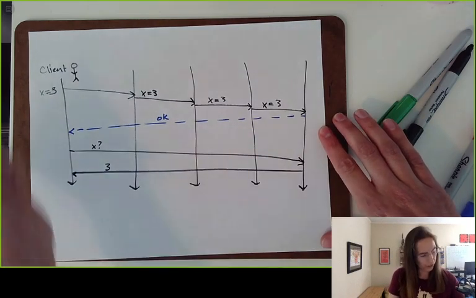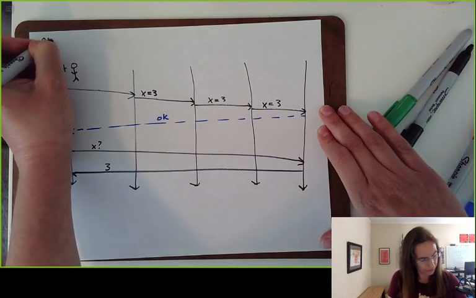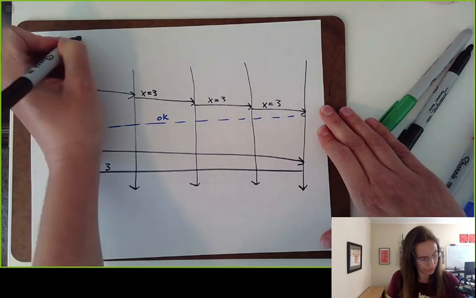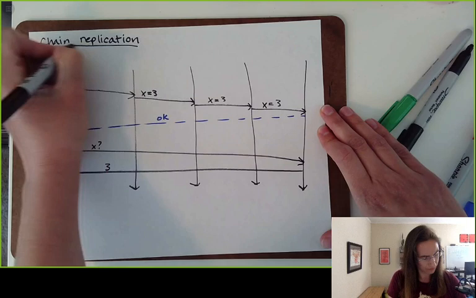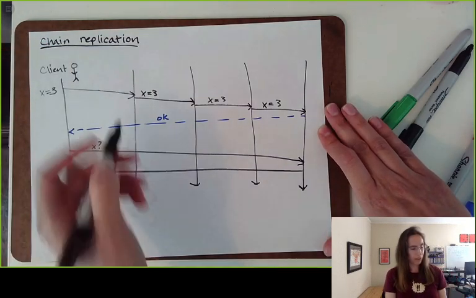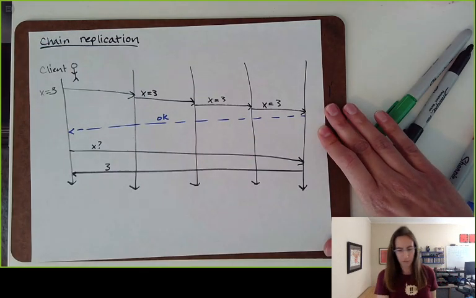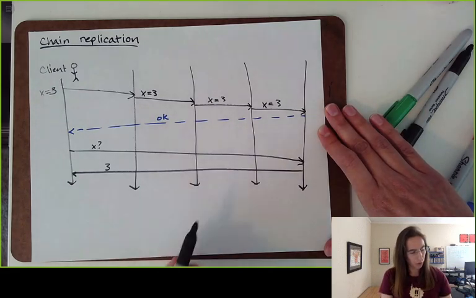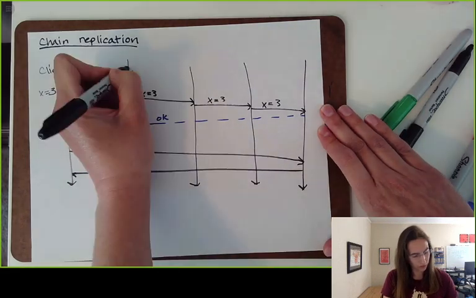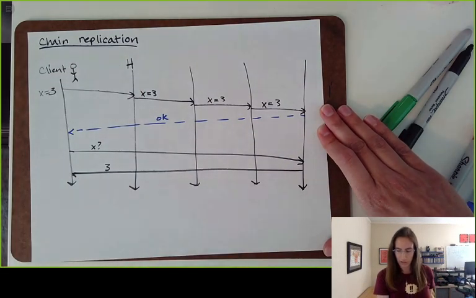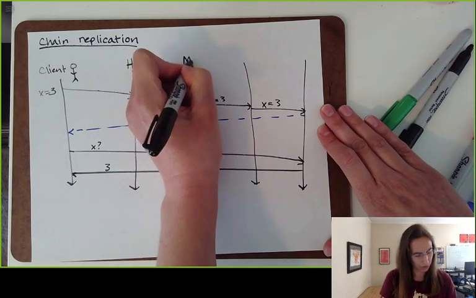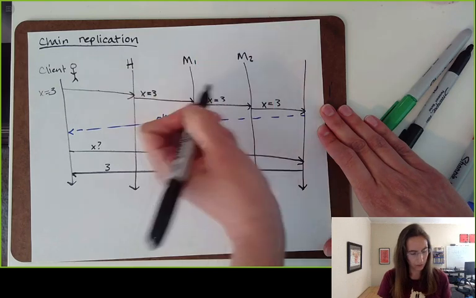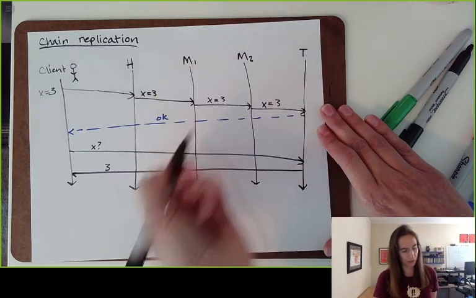We just invented chain replication. So in chain replication, these processes have particular names. We call this one the head of the chain. I'll call it H. And then maybe you have some middle nodes in the chain, middle links in the chain. I'll call them M1 and M2. And then this one's called the tail, so T for tail.